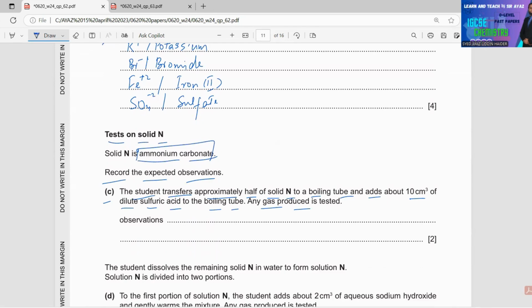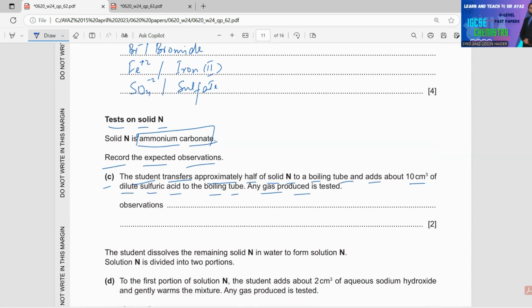So, observation: it's effervescence, or you can write bubbling. It's due to the carbon dioxide produced. So, ammonium carbonate reacting with sulfuric acid, we get three products: salt plus water plus carbon dioxide. The bubbling is due to the production of this carbon dioxide gas. So you write bubbling or effervescence.